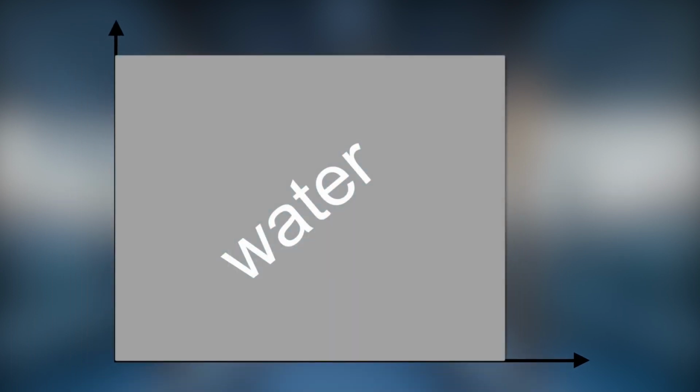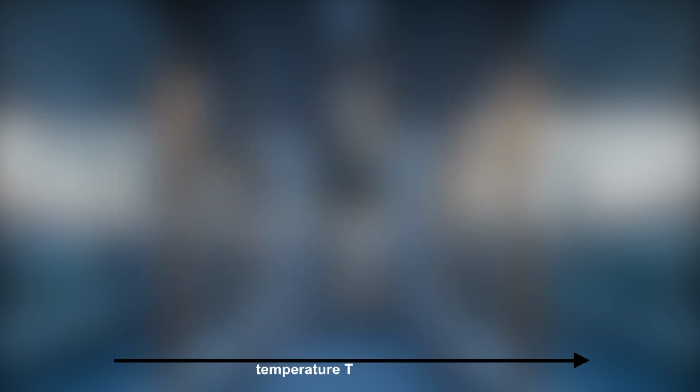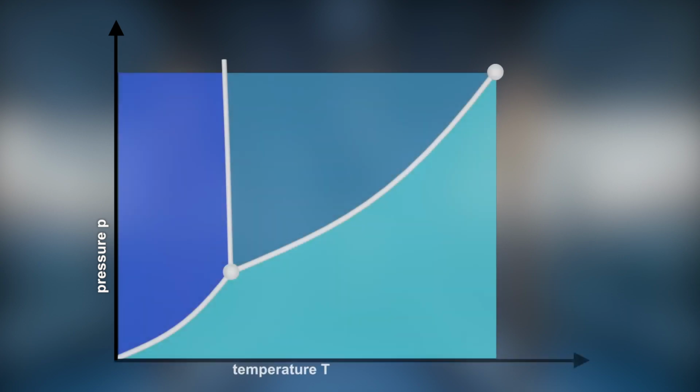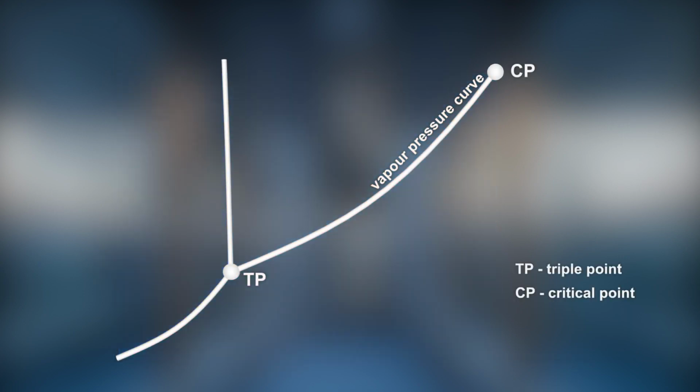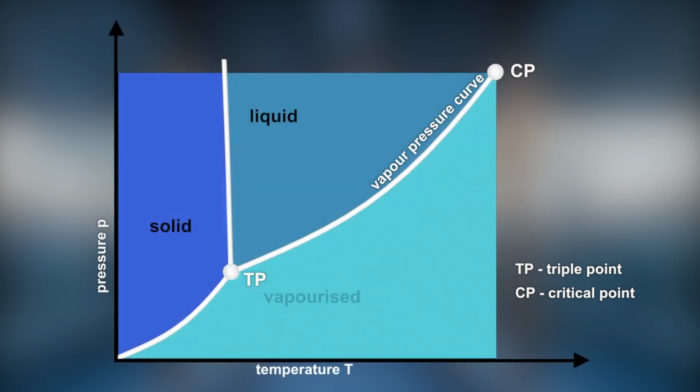The phase diagram of water shows if water is in its gaseous, liquid, or solid state, depending on temperature and pressure. The horizontal axis of a diagram represents temperature, while its vertical axis shows pressure. The vapor pressure curve is part of a phase diagram. It indicates at which pressures and temperatures water evaporates from liquid to vapor or condenses from vapor to liquid.